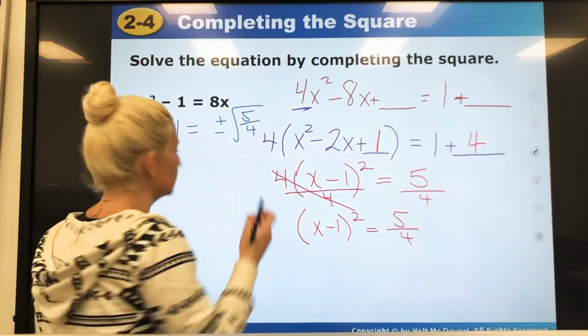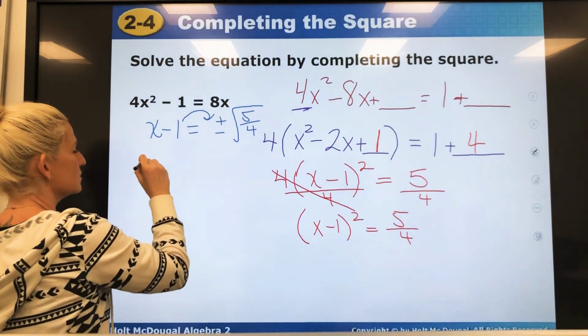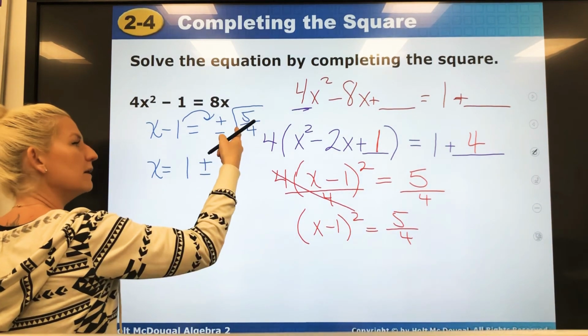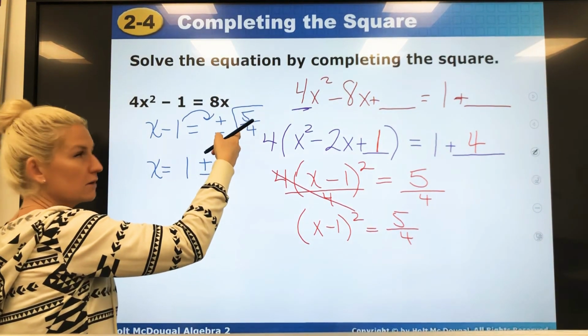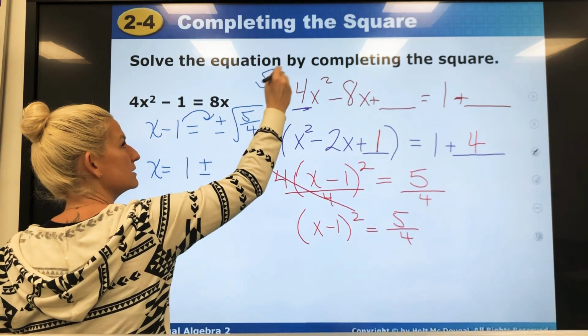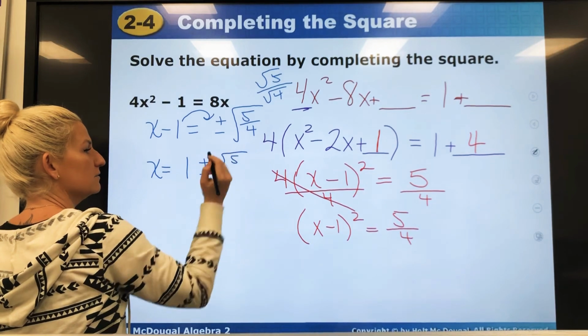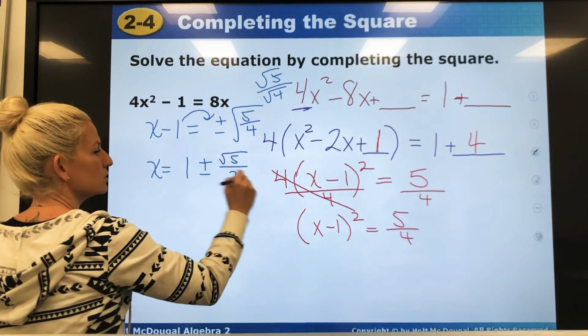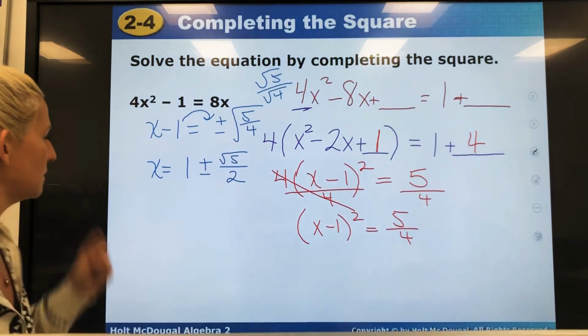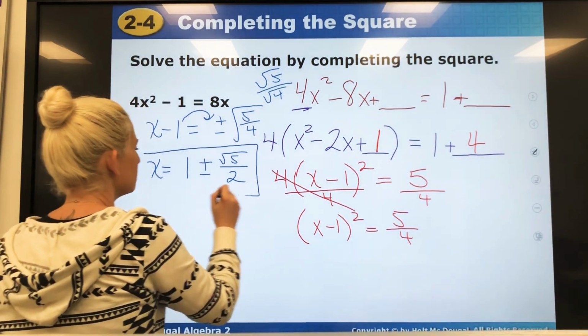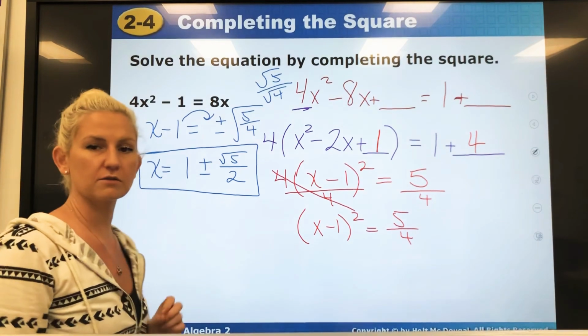And then I'm going to continue. I'm going to bring the 1 over, so I have x equals 1 plus or minus. Now this is the square root of 5 over the square root of 4. It's the same thing as writing it like this. So I can simplify this as radical 5 over 2, since the square root of 4 is 2. I'm going to let you leave it like that for right now. So it's 1 plus or minus radical 5 over 2.